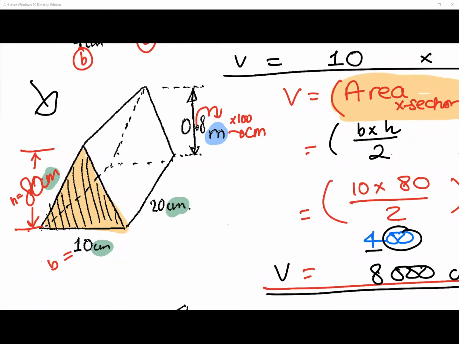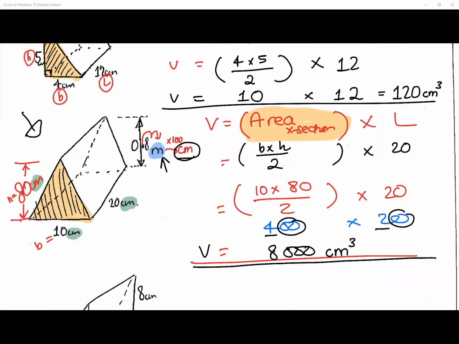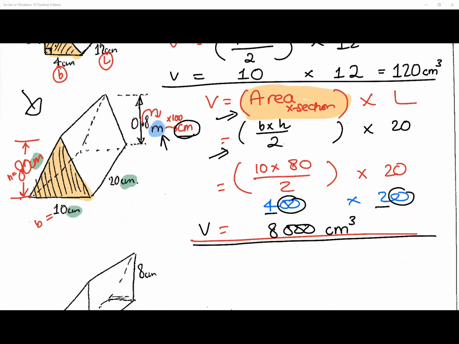So the first step was we need to change our meters into centimeters to make our units the same, because they will try to catch you out in the exam by giving you different units in the measurements. We've got to change them to be the same. So we said that the volume equals area times the length, area of cross section. The area of the cross section is a triangle, so it's base times height divided by 2. What was the base, Musa? It's 10 centimeters. And the height? It's 80 centimeters. So 10 times 80 divided by 2 gives us? 400. And then you times that by 20, that would give you 8,000 centimeters cubed.